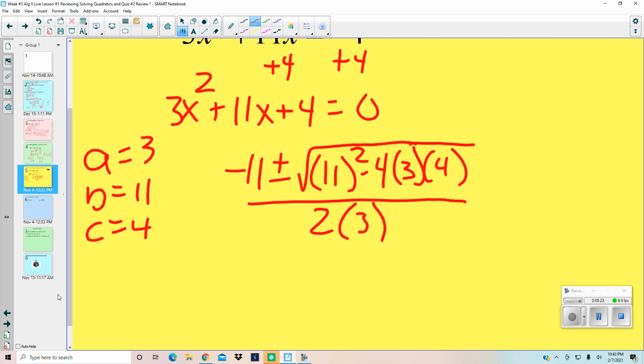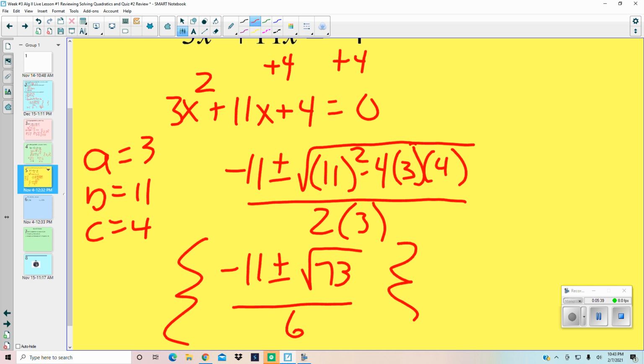And that's the part under the radical. Okay, and so if I take 11 squared minus 4 times 3 times 4, I get 73. So what I have here is negative 11 plus or minus root 73 over 6. And that's actually two answers: negative 11 plus root 73 over 6 and negative 11 minus root 73 over 6. And you don't simplify it further because there's not a perfect square that goes into 73.